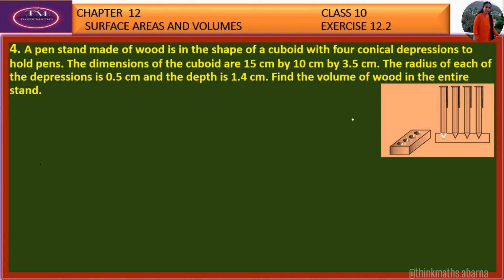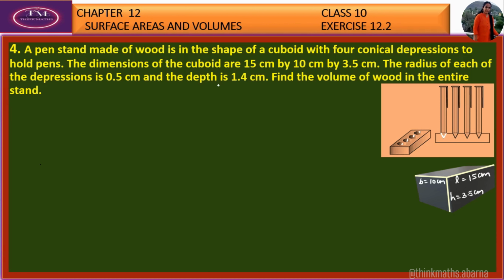So what are the data given here? So it is the data of the cuboid here. So cuboid, its length, breadth and height are given. So what is the length? Length is 5 centimeter. So L is equal to, not 5, 15 centimeter. Breadth is 10 centimeter and height is equal to 3.5 centimeter. So these are the dimensions of this cuboid.